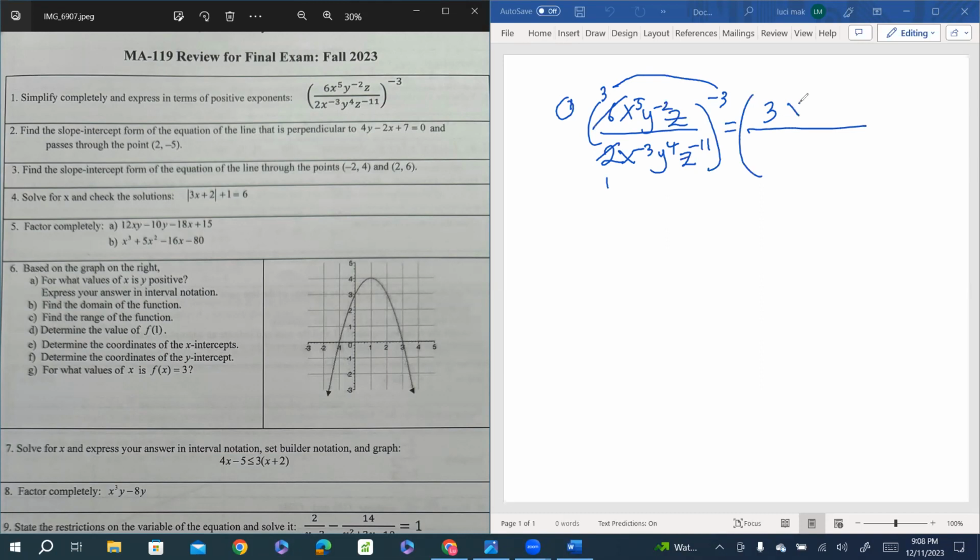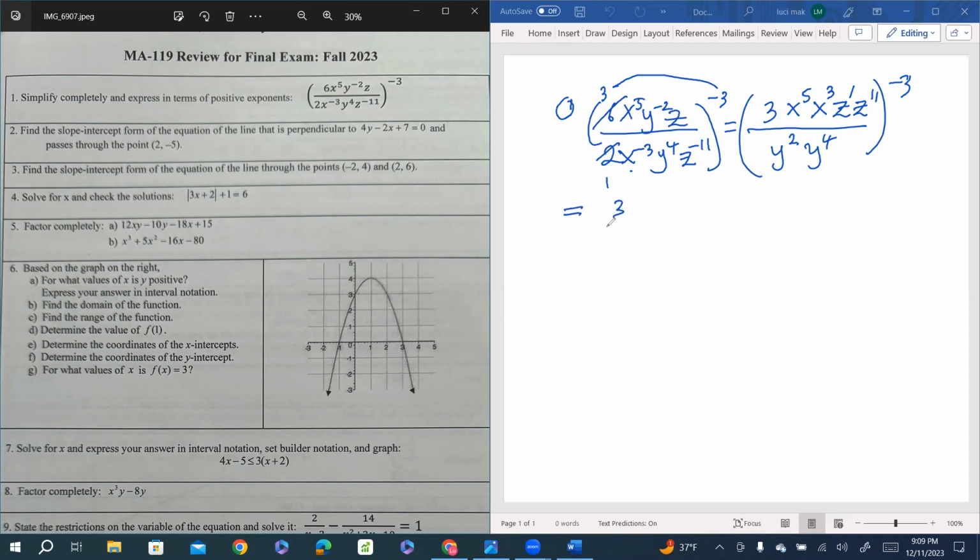And then x to the power of 5 stays because it's a positive exponent. This x to the negative 3 goes up, so it becomes x to the positive 3. Y to the negative 2 is negative, so that comes down. And then y to the 4 is already positive, stays where it is. Z has a positive power of 1, and z to the power of negative 11 goes up to the power of negative 3. So now when you divide, you subtract the exponents. When you multiply, you add the exponents.